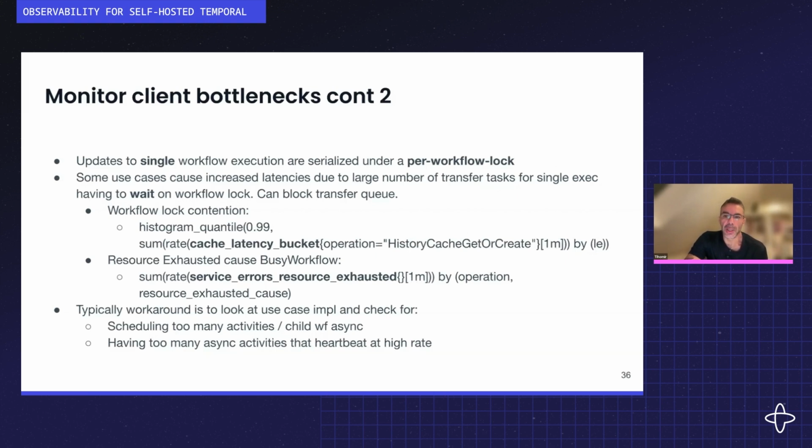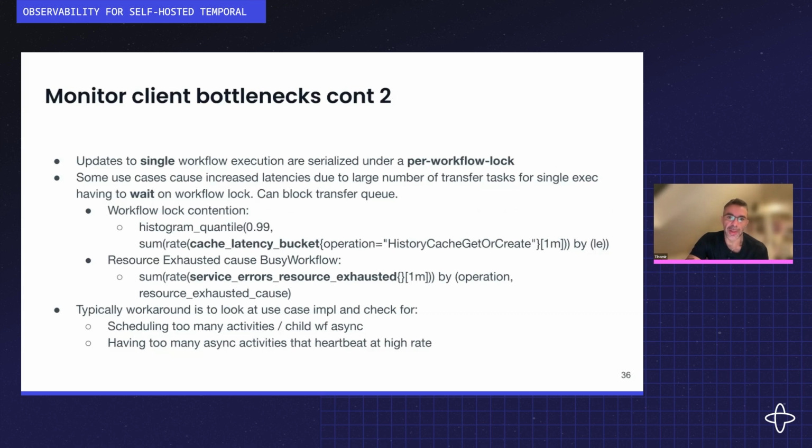And to measure this workflow lock latency, we have the cache latency server metric for operation history cache get on create. This can be very useful. Once you see increased latencies from a number of different service operations, even start workflow execution or signal with start workflow execution, it's always good to check your workflow lock latency to see if the increased latency is caused by the use case itself, trying to have a very large number of concurrent updates to a single workflow execution.